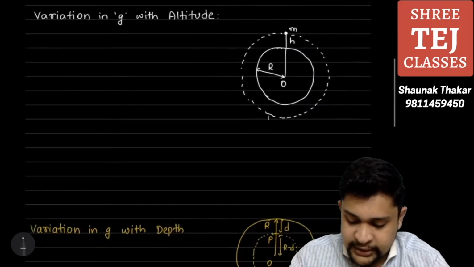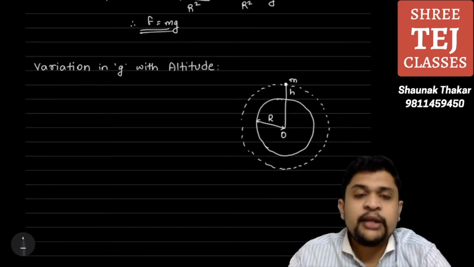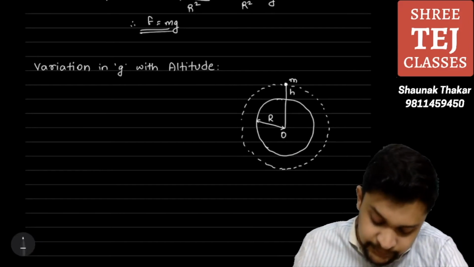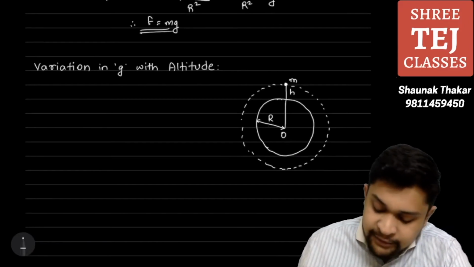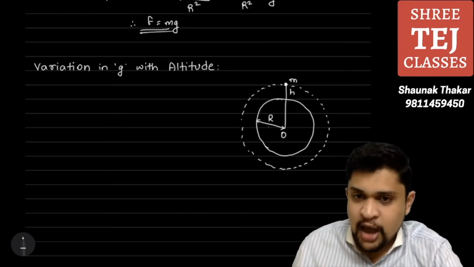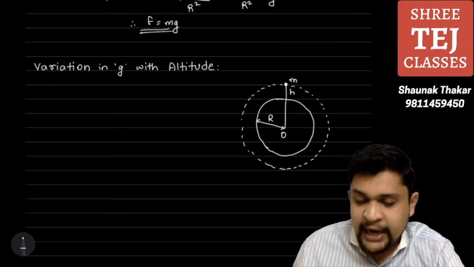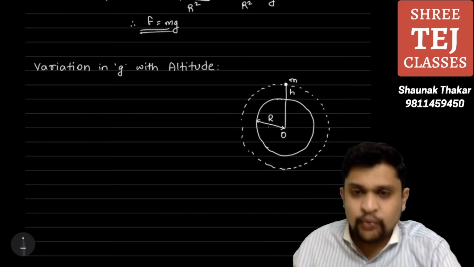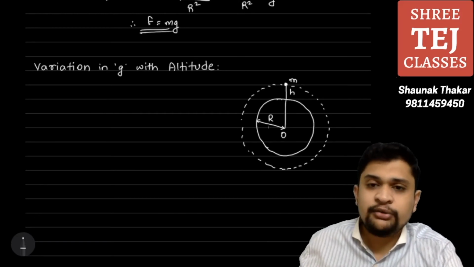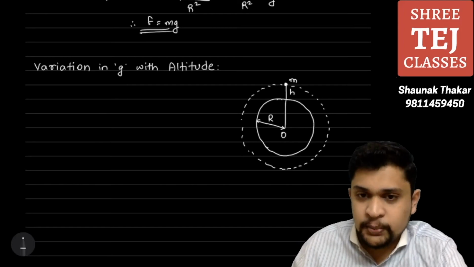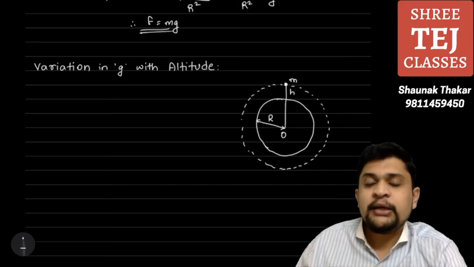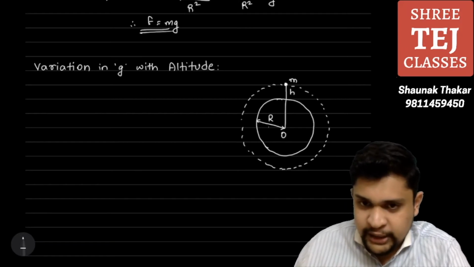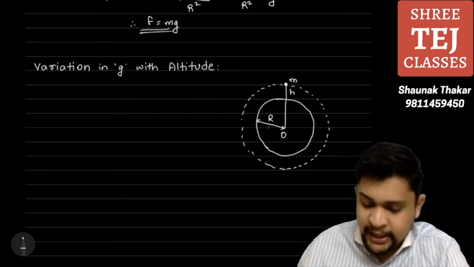Now the first one is variation with altitude. So here we have Earth of radius r and we have an object at a height h above the surface of Earth. Now what would be the gravitational force acting on this object? Now the object would be acted upon by the entire Earth. Okay, so the entire Earth of mass M.